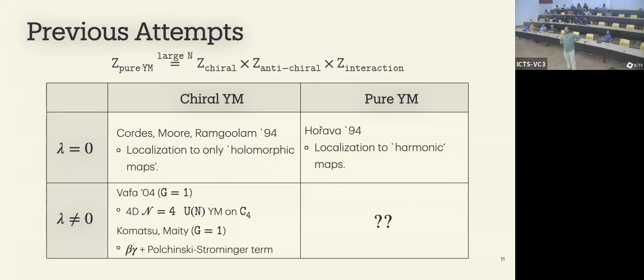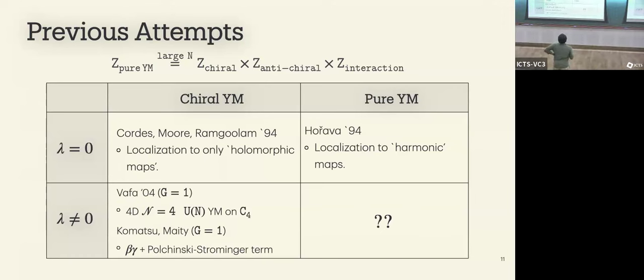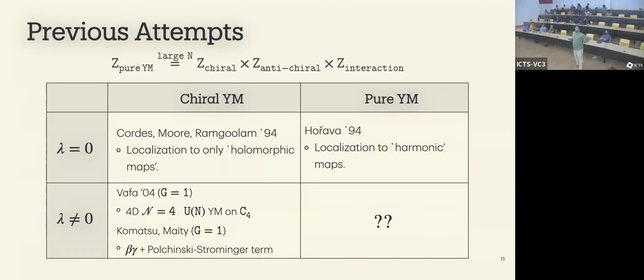Okay. So let's say the full Yang-Mills is called pure Yang-Mills. In large N, you have two sectors, chiral and antichiral, and then the interaction part I explained. Now you get only chiral or antichiral if you just need the Gauss-Bonnet term.